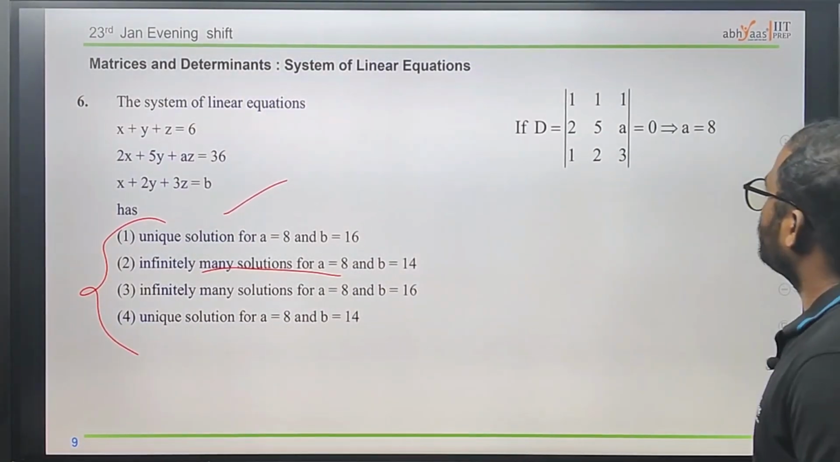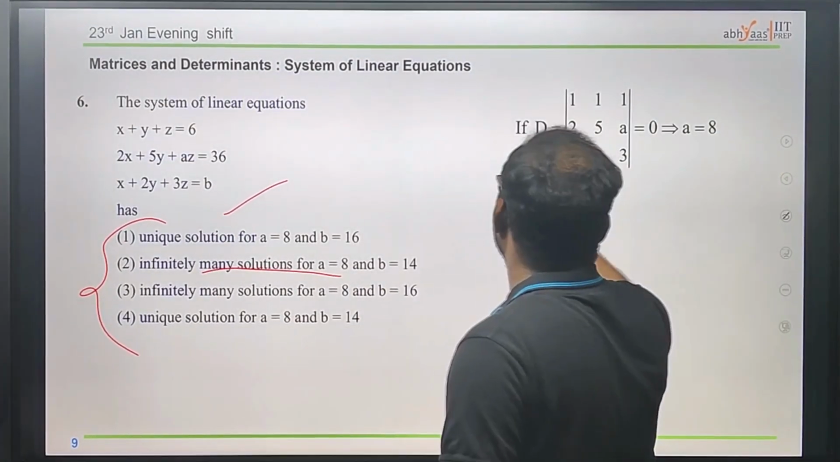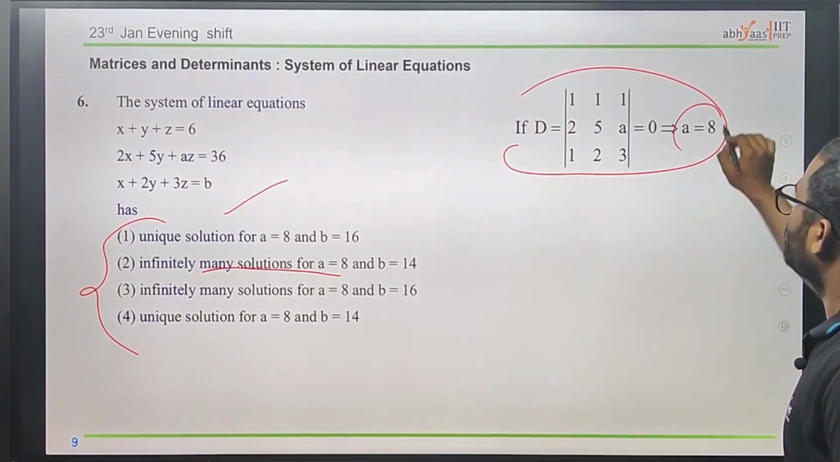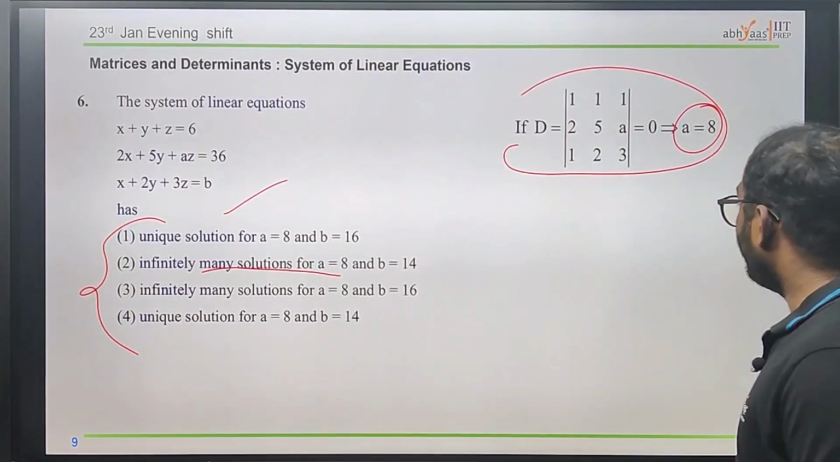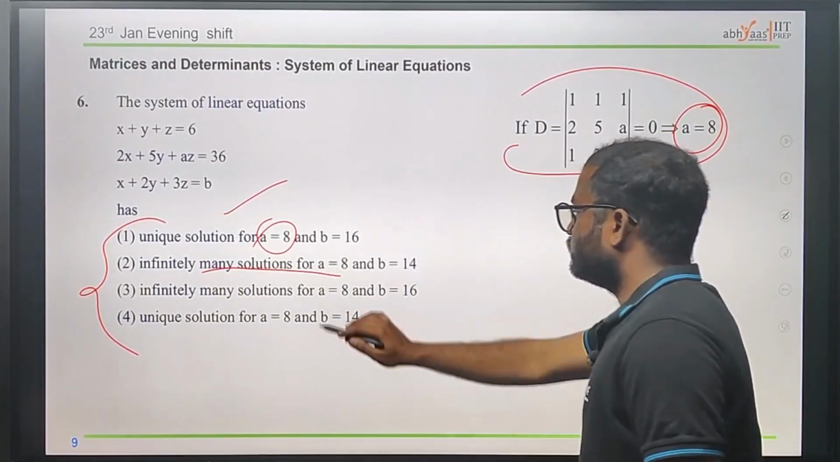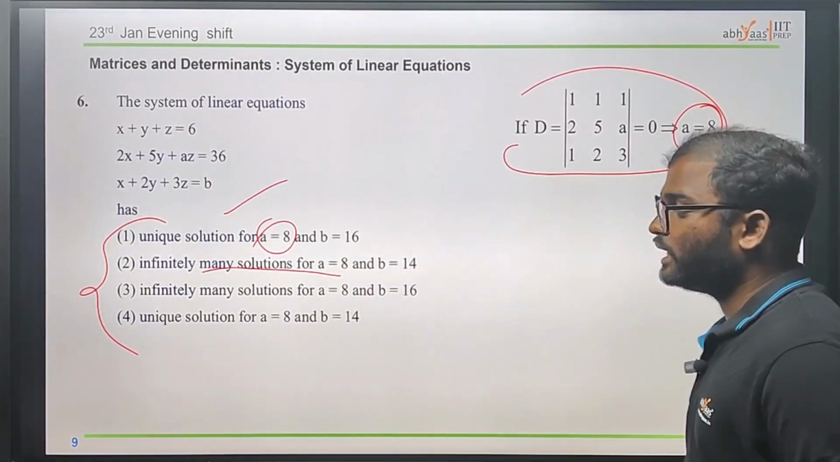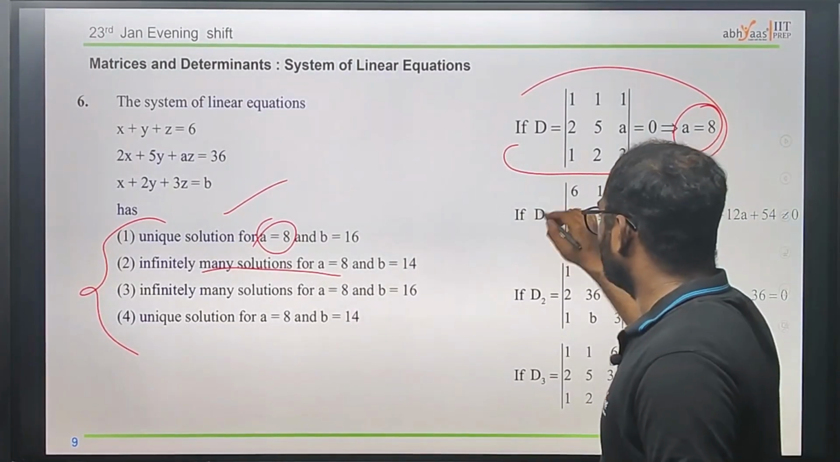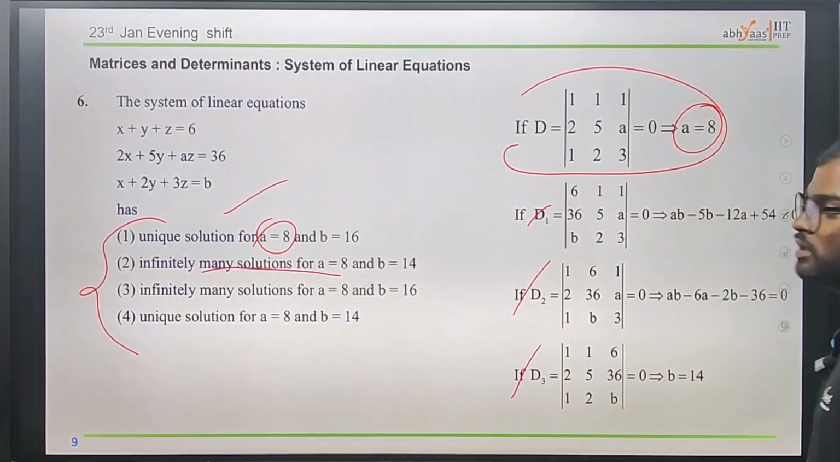I hope you understood. For that reason just use the determinant formula. Just using that we will have a equal to 8. Now we got a equal to 8. In these 3 options we got a equal to 8. Now similarly we use Cramer's rule. By using Cramer's rule you can solve this one.